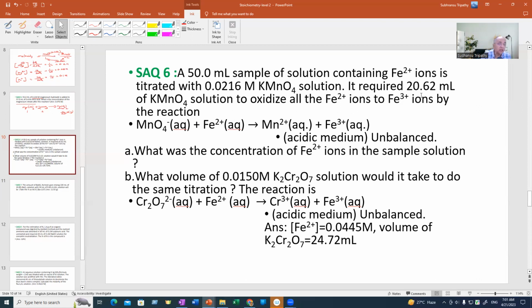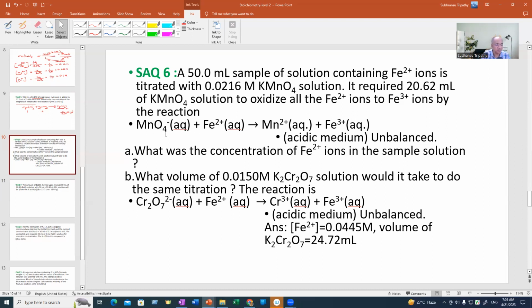Ladies and gentlemen, boys and girls, this is the reaction. I will ask you to balance it by the ion-electron method, whatever will be there. We'll be balancing that. We'll be doing it till the end.